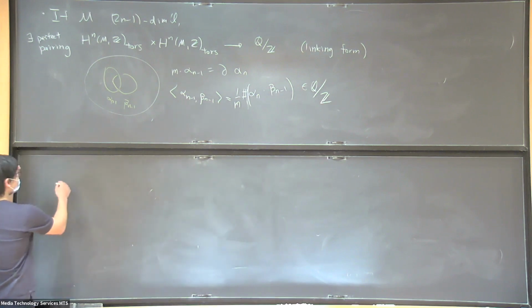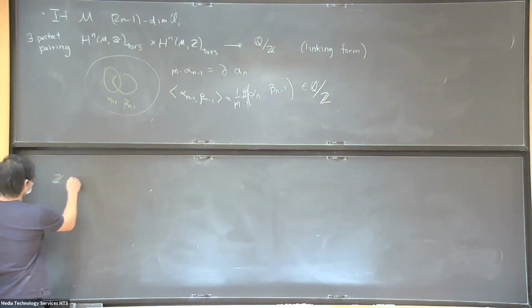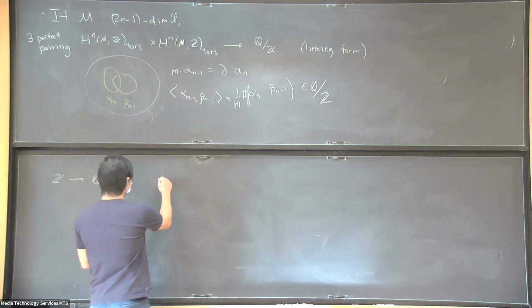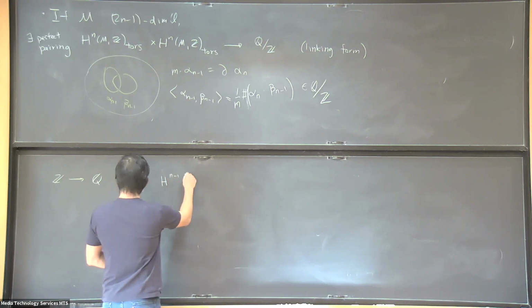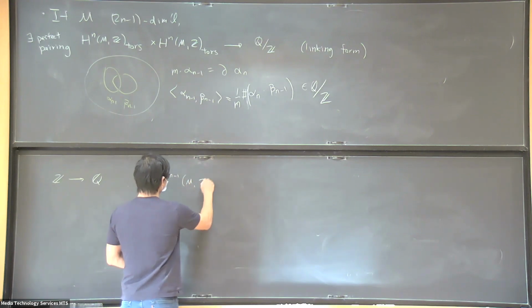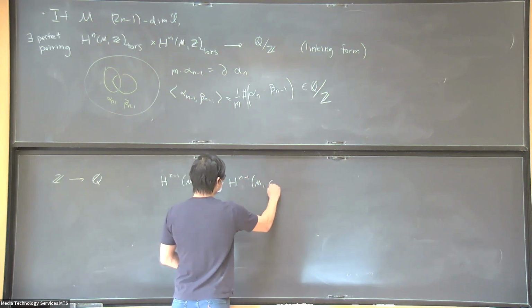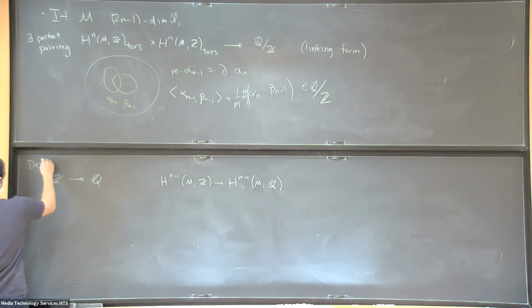Okay, so I guess part of the formalism of homology is that you give yourself a map of groups, and then when you put these as coefficients, you get a map of homology groups with those coefficients. Okay, so I'm about to define this pairing, the linking form.